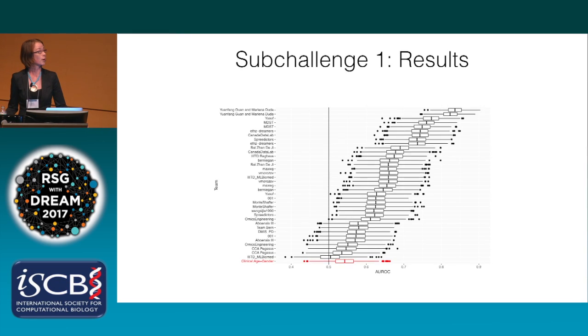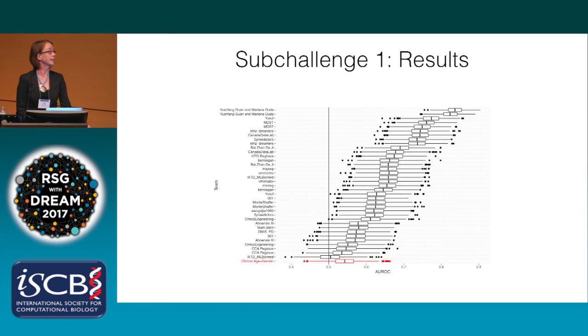These are the results for Subchallenge 1, the bootstraps. On the bottom in red is the clinical-only model. You can see that almost all of the submissions outperform the clinical-only model. And in fact, a large portion of the submissions outperform our top dry run model, which had an AUROC of about 0.65, sorry, about 6.5, which would be here.